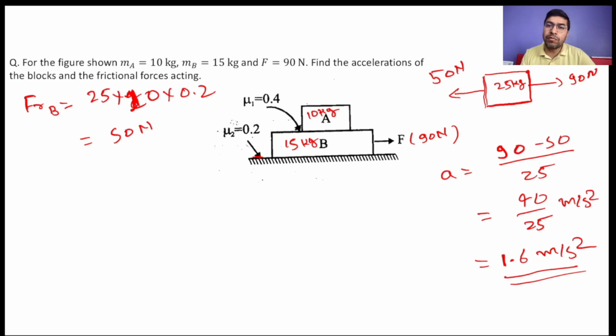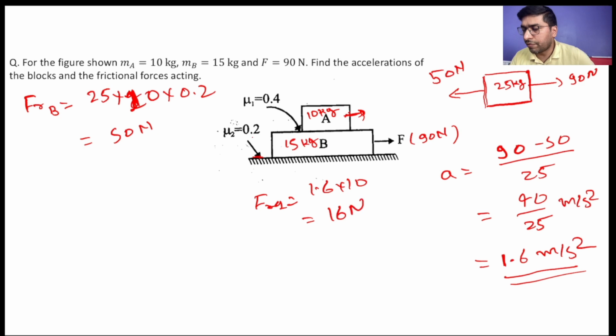Now we have to check one more thing, how block A is moving. Block A is moving because of the friction force, right? So what will the required force to move block A with B be? It is 1.6 into 10, that is 16 Newton force, right? So if the force on A is 16 Newton, then only it will move with B with 1.6 meter per second square.